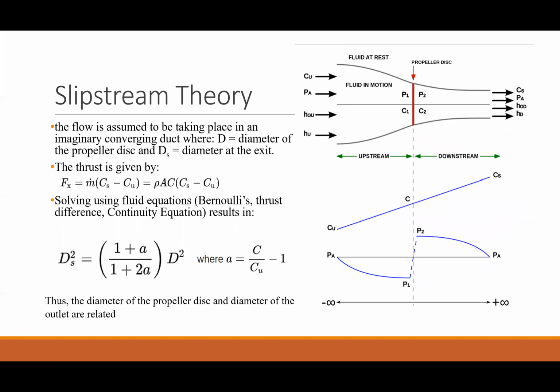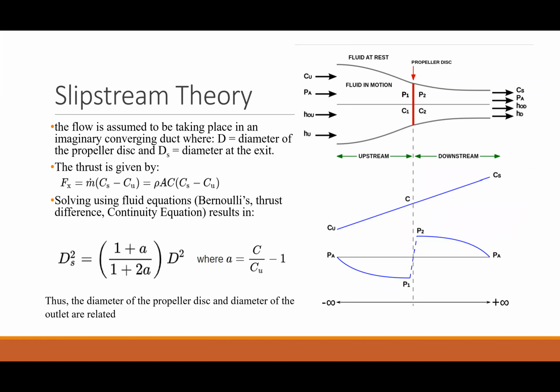In slipstream theory, the flow is assumed to be taking place in an imaginary converging duct where d equals the diameter of the propeller disc and ds equals the diameter at the exit. In the top figure, the velocities c1 and c2 cannot change abruptly across the propeller disc, as that will create a shock wave, but the fan creates a pressure difference across the propeller disc, so c1 equals c2, but p1 does not equal p2.